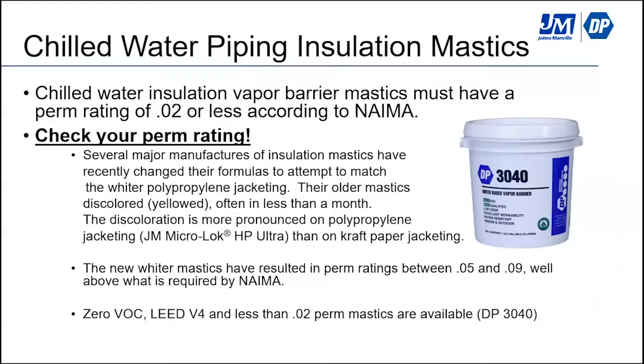Their mastics at one time did turn yellow, did turn brown, would streak, and it wasn't that big a deal when it was against a craft paper or ASJ. With the newer introduction of the polypropylene type jacketing, like the HP Ultra, that is a lot whiter and a lot glossier than old jacketing, the yellowing, the streaking, the browning is really pronounced.